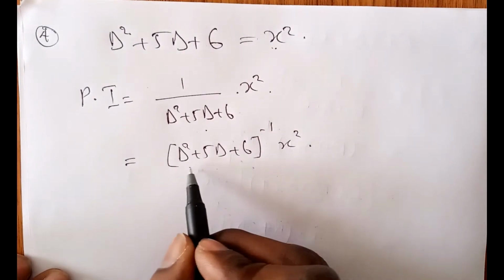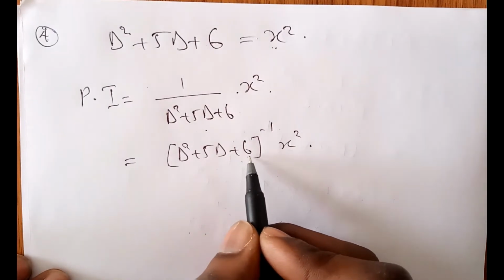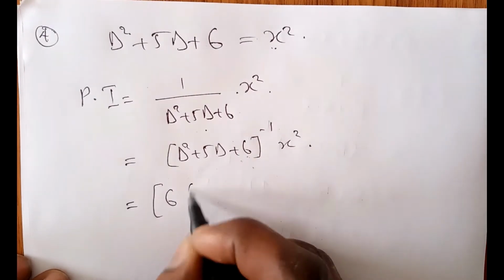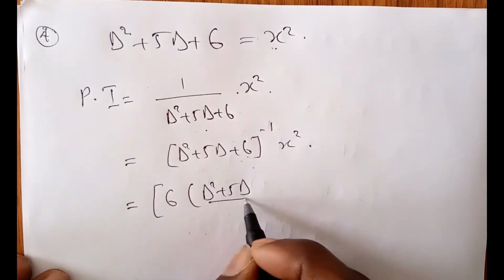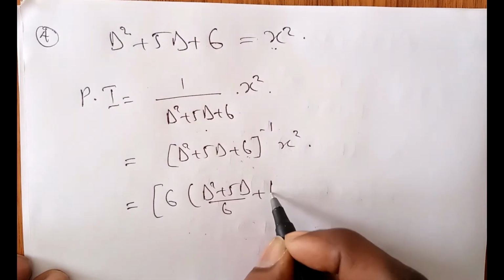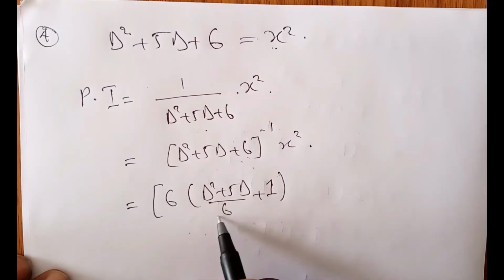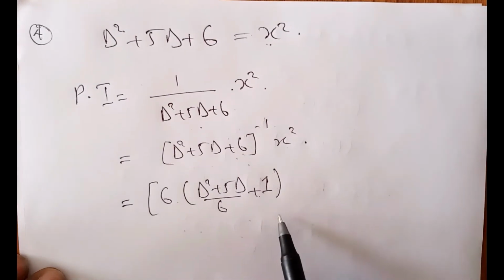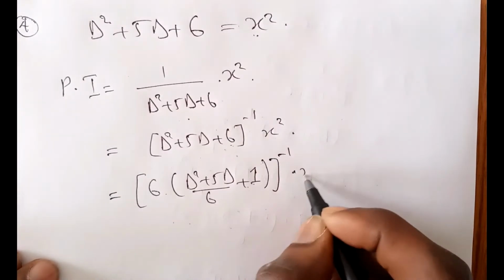And for us to get this in terms of 1 plus u, we have to factorize a constant, which is 6 in this case, out of d squared plus 5d divided by 6 plus 1. So when we expand, this 6 will cancel this 6, then we'll have d squared plus 5d, and then 6 times 1 is equal to 6, all to the power of minus 1 multiplied by x squared.